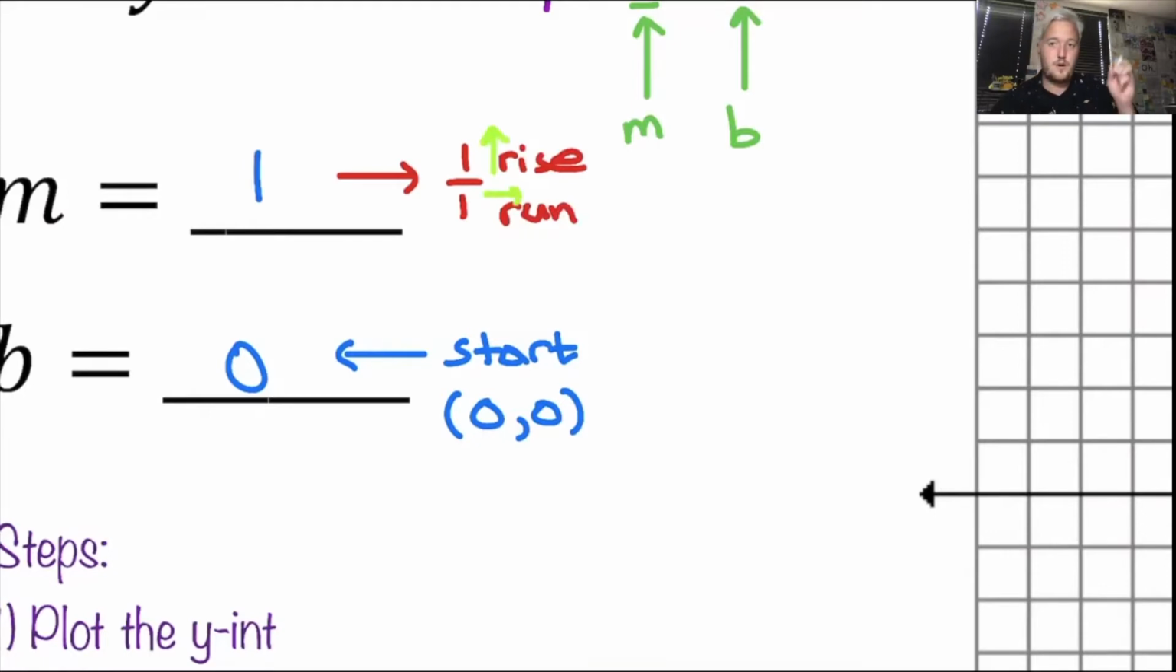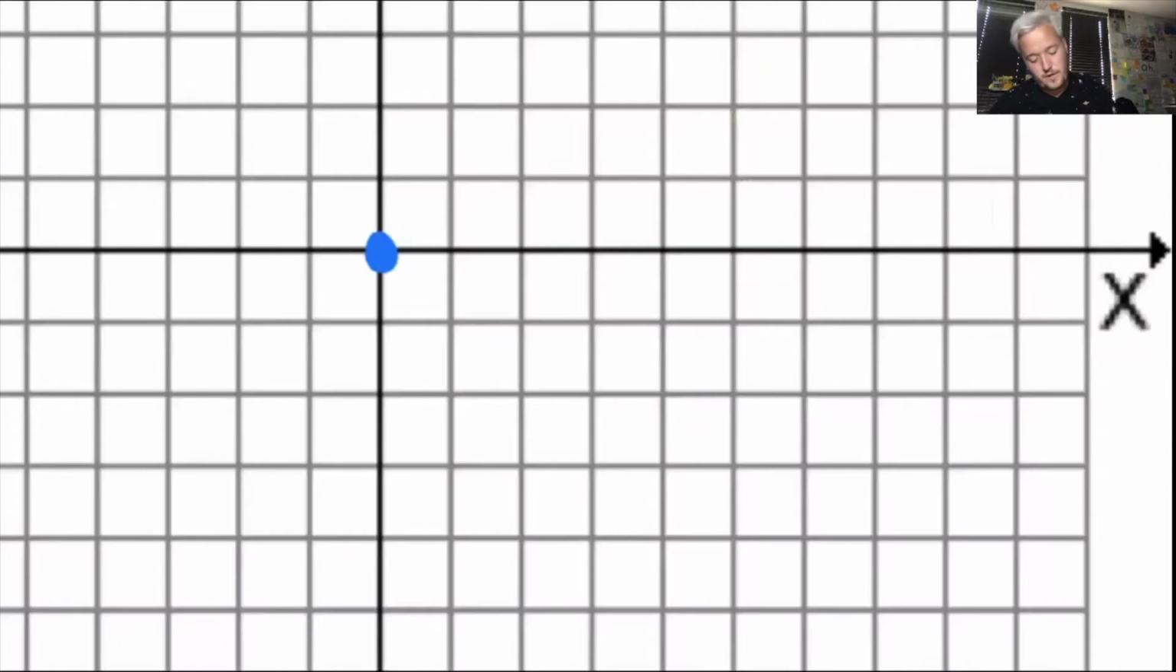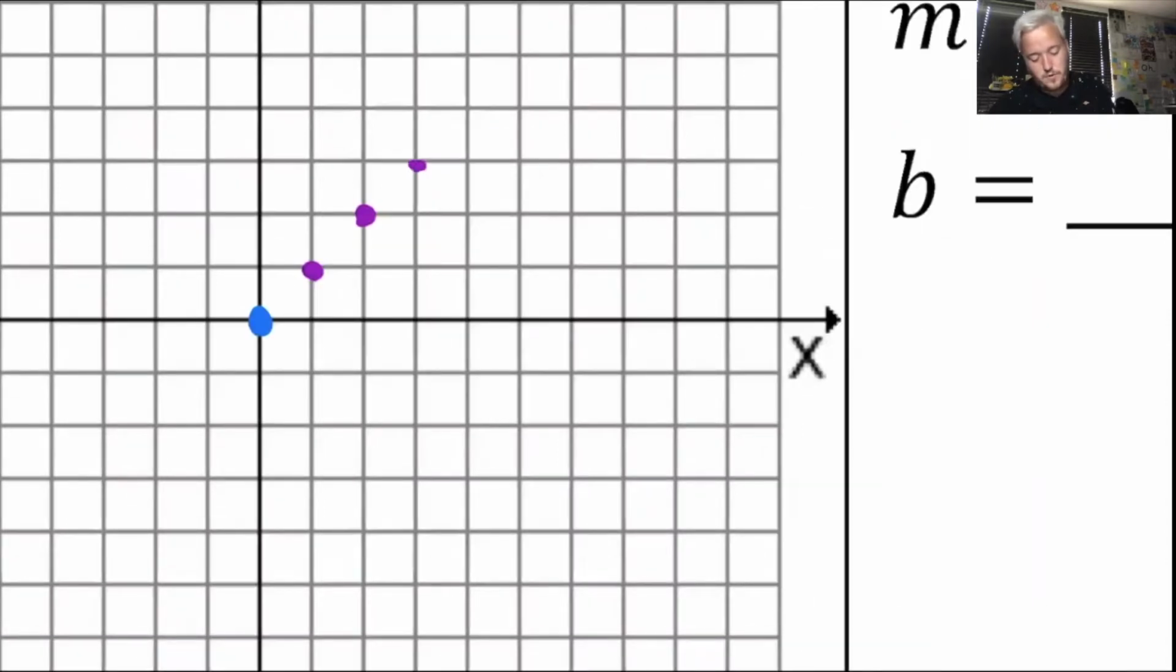So I'm going to go up, right, up, right. From here, I'm going to go up 1, right 1, and plot another point. Then once again, up 1, right 1, and plot another point. You just want to keep following that pattern of up 1, over 1.